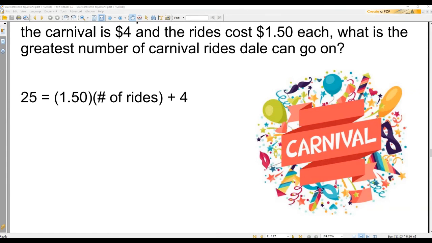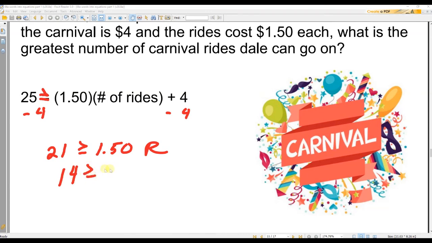Solve this one. The greatest number of carnival rides, so this should actually be an inequality. It should be a less than or equal to. Okay, so let's subtract 4 from both sides. That takes me to a 21. Dividing both sides by 1.5. 14. So he has enough money to go on 14 rides, but he can go on less.